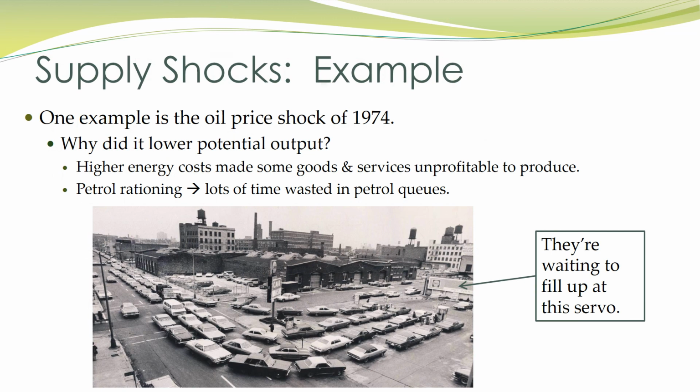One example of a supply-driven recession was the oil price shock of 1974. This sharp increase in oil prices led to a decline in potential output. There are a few reasons for this. First, there are some goods and services that are only profitable to make if energy is cheap. Higher energy costs prevent these goods and services from being produced.